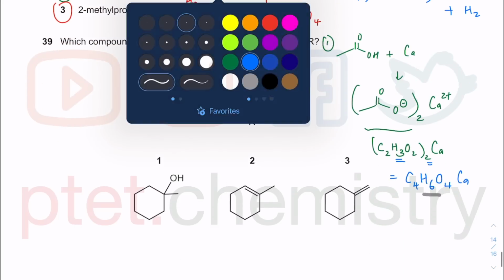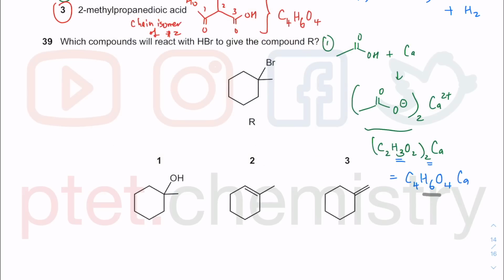Question 39, so getting towards the end of this paper now, which one will react with HBr to give the compound R there? So this is an electrophilic addition mechanism of an alkene. So there's the mechanism, but the type of reaction is definitely addition across a carbon-carbon double bond. I'm just going to add HBr.